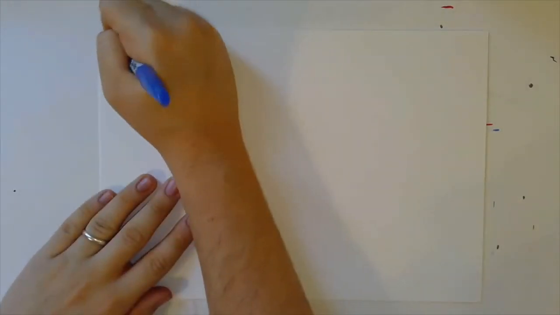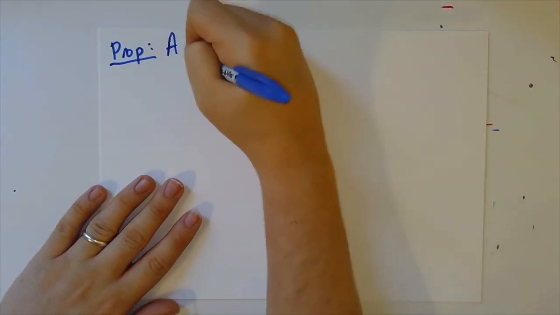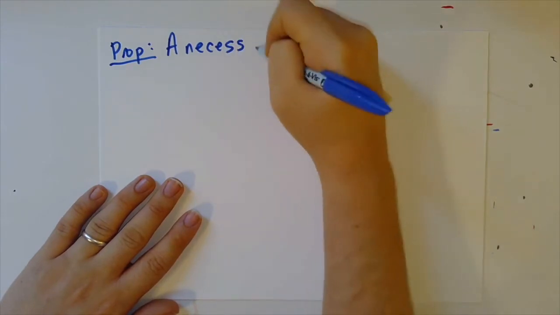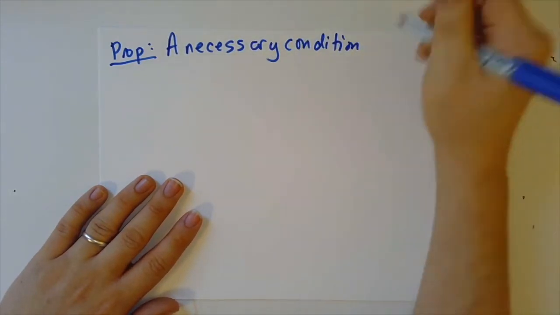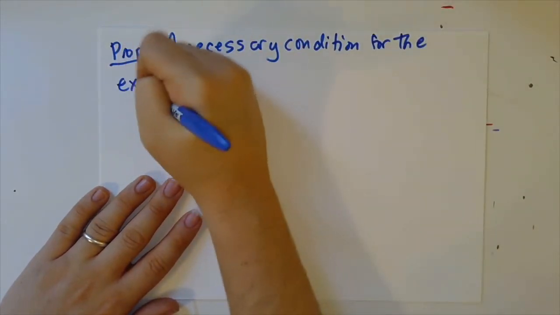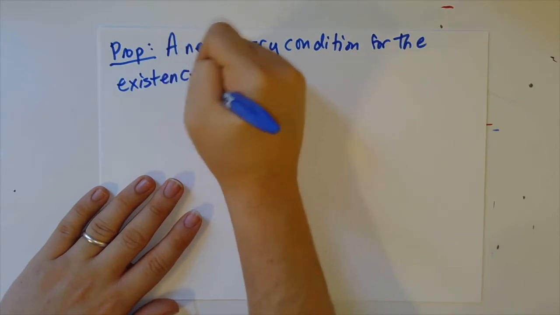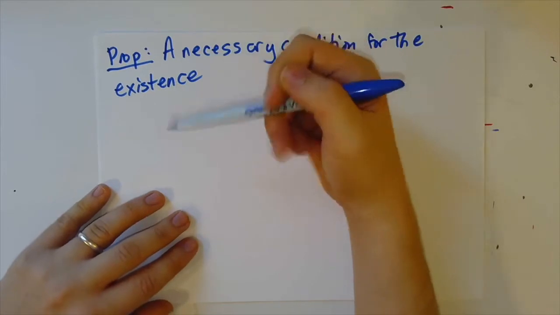And let me frame all of that in a proposition. Namely, my proposition here is going to say that a necessary condition for the existence of an Eulerian trail in a graph is that it have either exactly 2 vertices of odd degree or no vertices of odd degree.